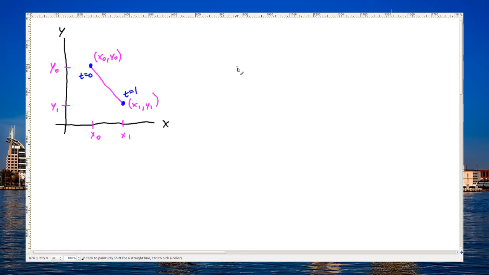And here's the way that we do it. Here's the formula that we apply. We'll let x be equal to x0 plus quantity x1 minus x0 times t, and we'll do the exact same thing for y, replacing all the x's with y's.